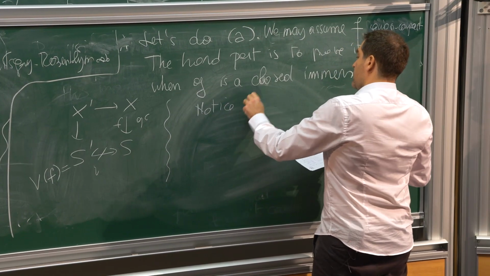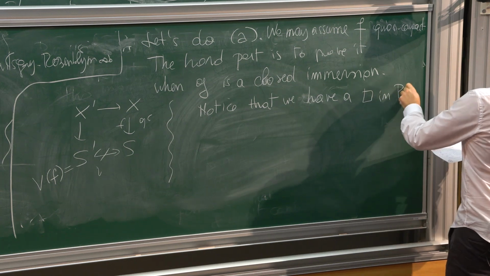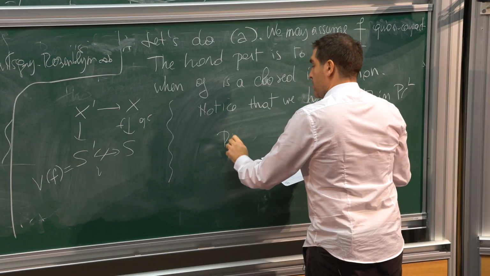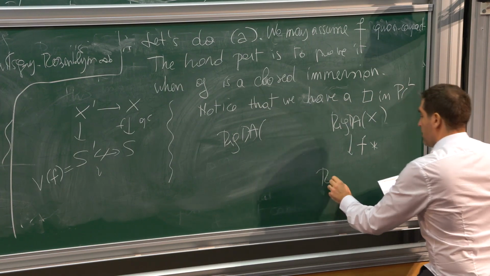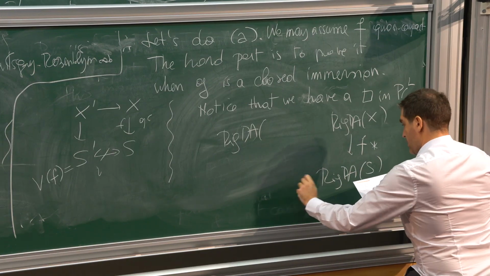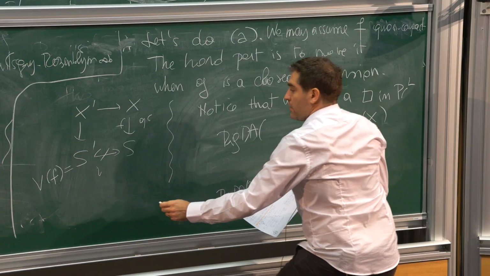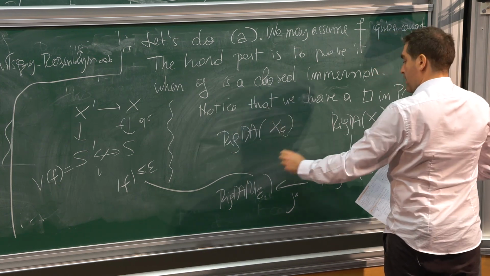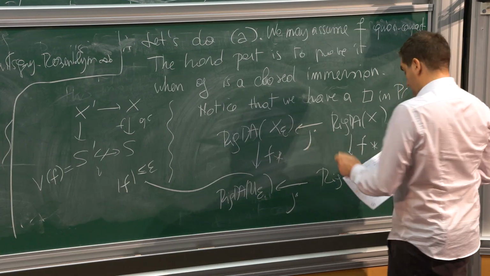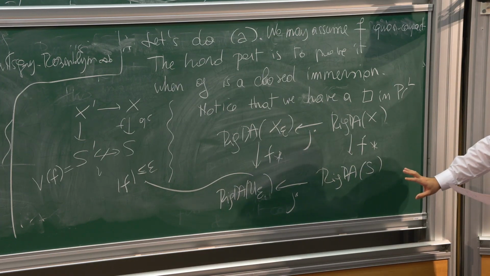So instead of that, notice that we have a square in PRL, where I replace my S prime with my U epsilon, where U epsilon is the locus where f is at most epsilon. And then here I have X epsilon, and here I have f lower star, and here I have j upper star. So the fact that this diagram commutes is again just smooth base change.